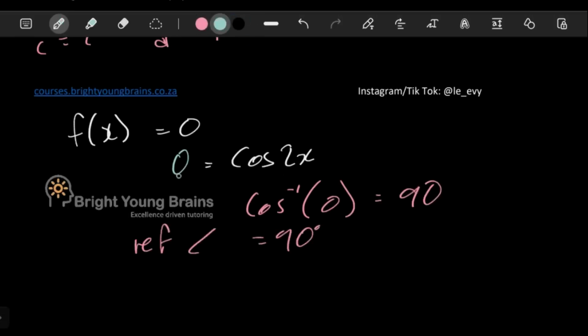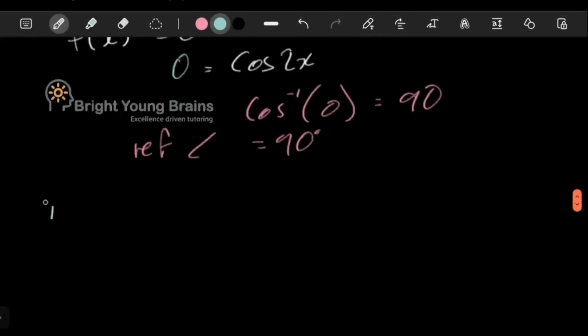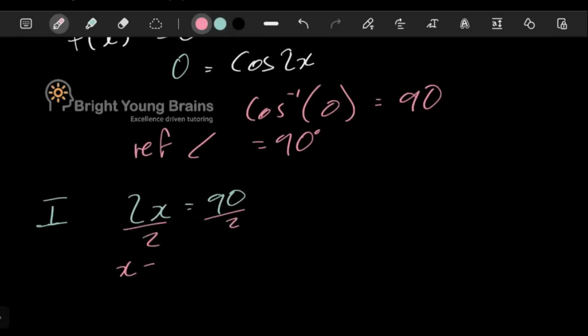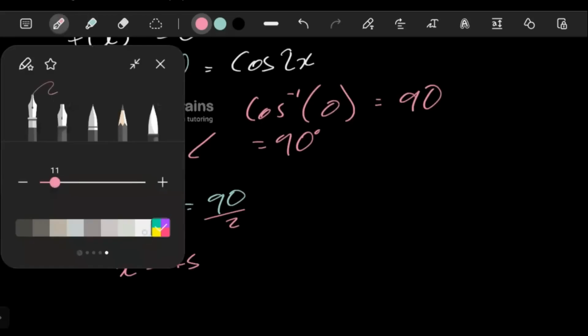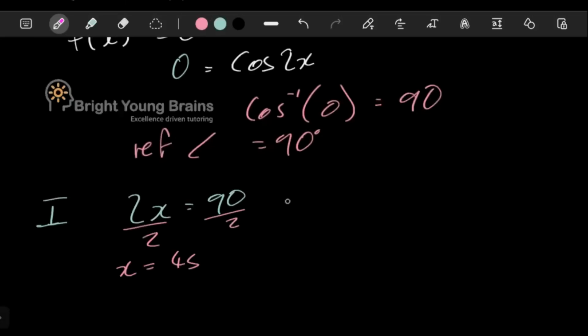And then we're working with where, if you use a 0, you just use where it's positive. So in the first quadrant, you're going to take it as it is. 2x is equal to 90, and then divide by 2. Divide by 2, x is equal to 45. And then you remember the fourth quadrant where cos is also positive, which is like 360 degrees. But that one is too far. It's not going to work out. So what you do is here you can put your plus k 360.